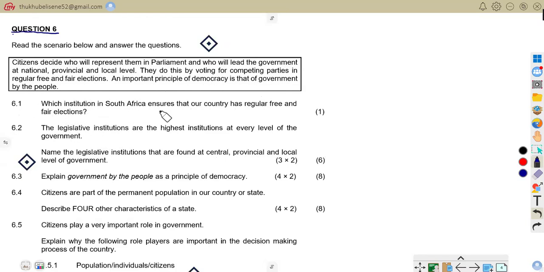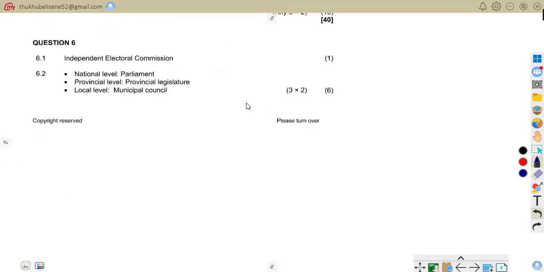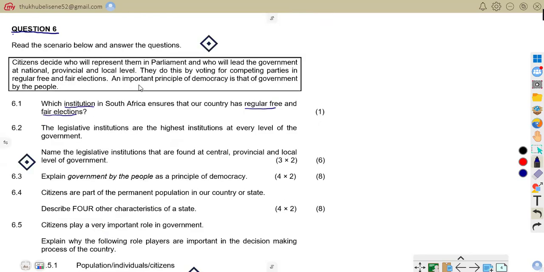6.1. Which institution in South Africa ensures that our country has regular, free, and fair elections? So now let's go to the answer, and this is our question 6.1. That institution is the IEC, the Independent Electoral Commission. That is the institution that makes sure that there are fair elections. So that is that. Now we are to go to question 6.2.